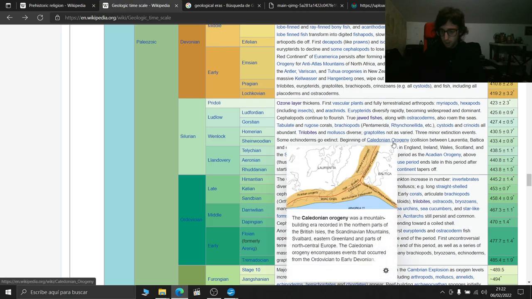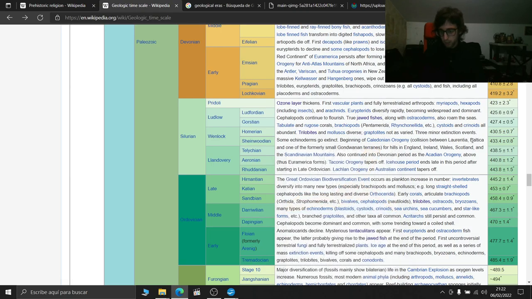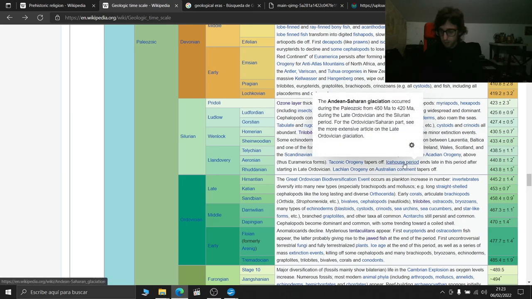The ending of the Caledonian orogeny, a collision between Laurentia, Baltica and one of the formerly small Gondwanan terranes. Remember that these are the continents. Laurentia, Baltica are the continents. Forming hills in England. Right. Also continued into the Devonian period as the Acadian. Ice house period. Andean-Saharan glaciation, late Ordovician.